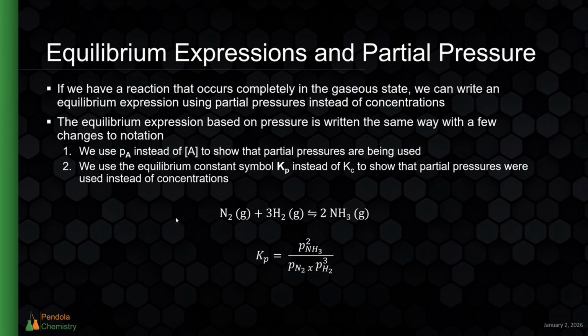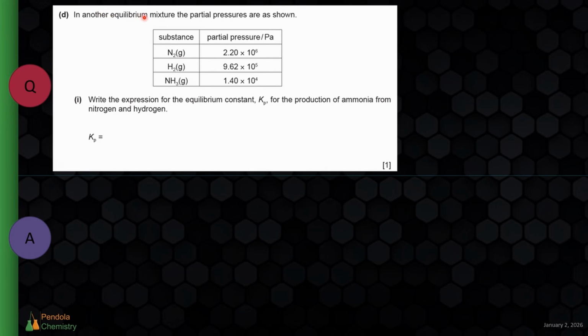So let's look at an example. In another equilibrium mixture, the partial pressures are shown below. So we have the partial pressure of nitrogen, hydrogen, and ammonia in the reaction that we just saw, with their partial pressures being 2.20 times 10 to the 6th, 9.62 times 10 to the 5th, and 1.40 times 10 to the 4th pascals, right? Because we're using partial pressures here.